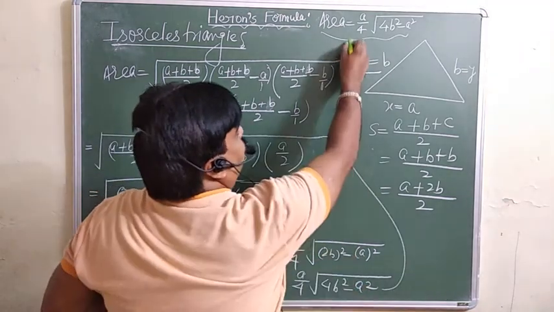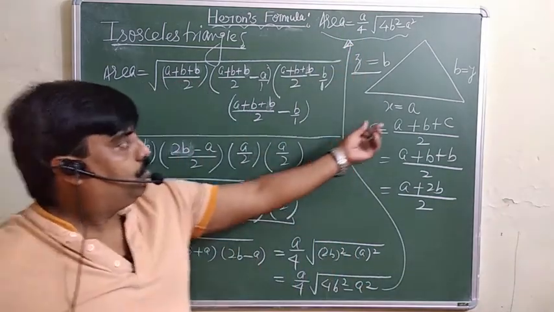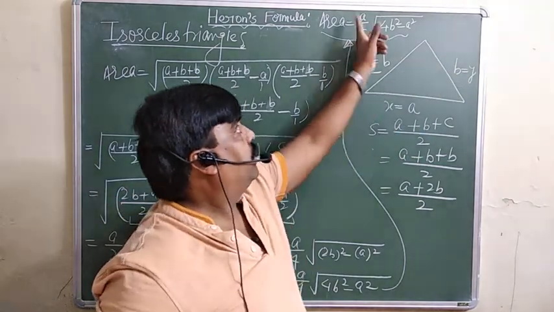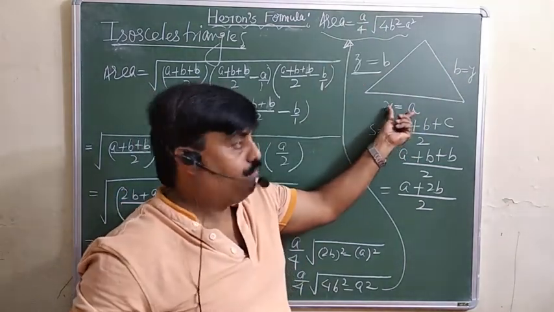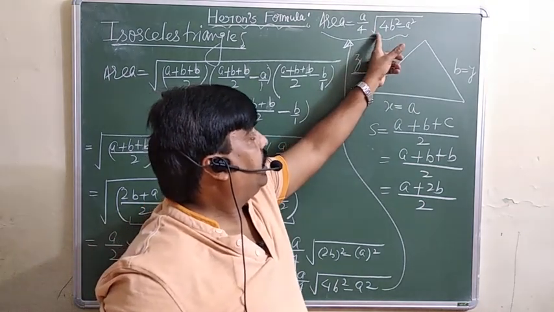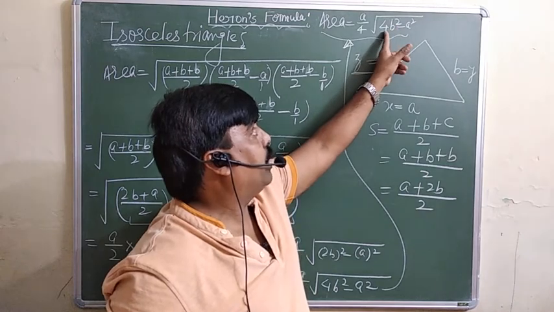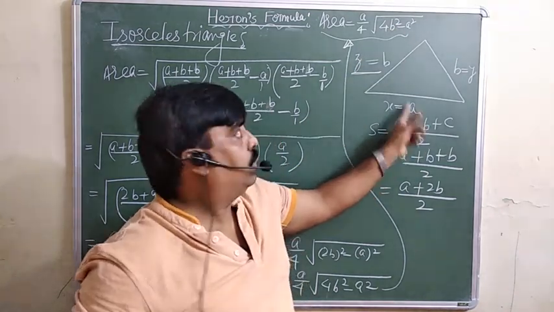So this is your formula. If you know the base is given A and the two equal sides are B, then A by 4 means base A by 4, and inside the radical sign 4 times B square minus this A square. Have a look.